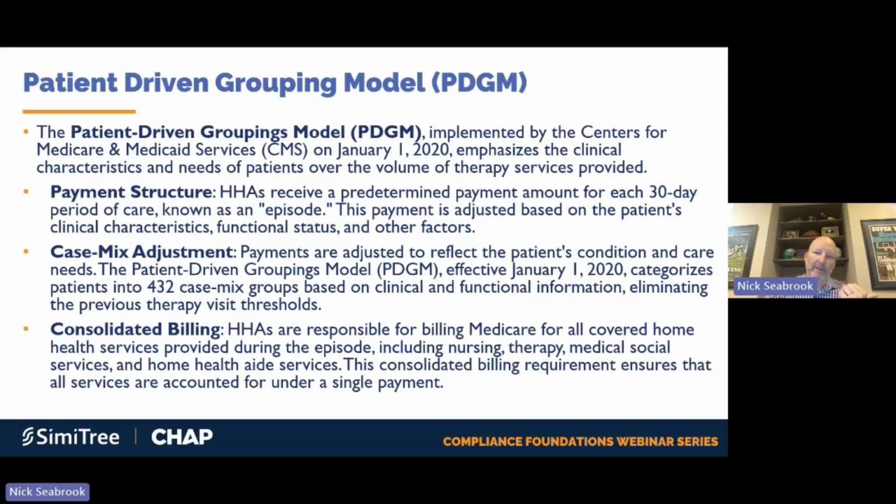In the previous model under PPS, there were a couple of different factors that really tied into some of those higher reimbursing patients, namely therapy services. So under that PPS model, there was a big emphasis on therapy. They really wanted to shift away from that when they switched over to the PDGM model. So how does the payment structure work?